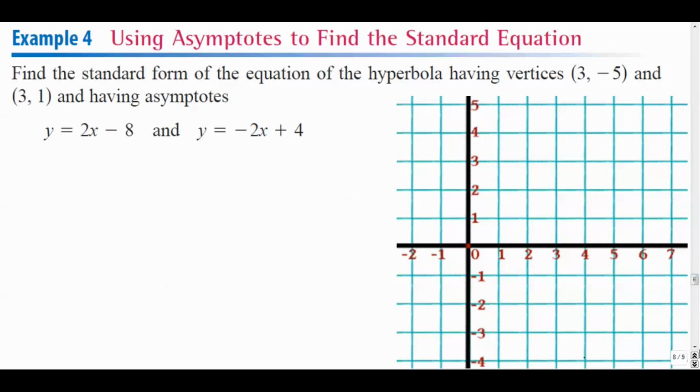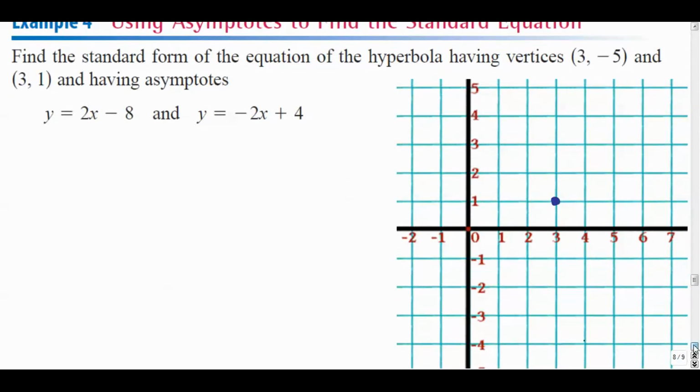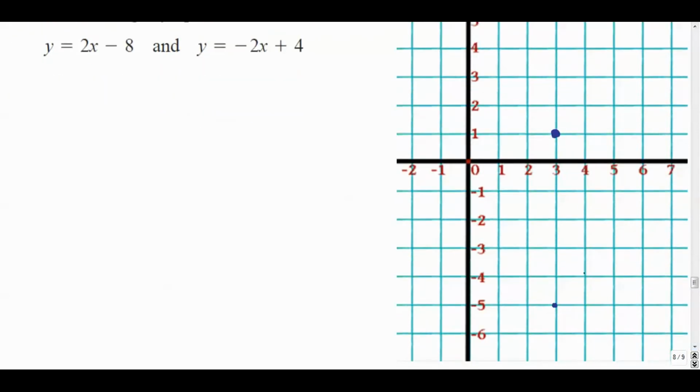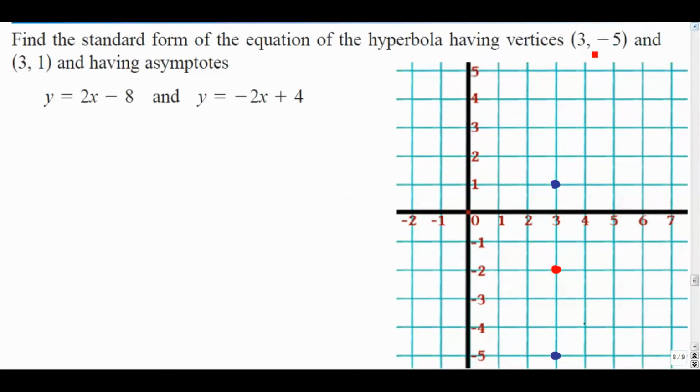So let's plot these vertices, (3, 1) and (3, -5). Those are our two vertices. You can see that the transverse axis is vertical. In fact, the center is going to be right in the middle of those. If you wanted to, you can of course use the midpoint formula and confirm that the center is ((3 + 3)/2, (-5 + 1)/2), and that'll give you (3, -2). So your center is (3, -2). You can see that on the graph as well.